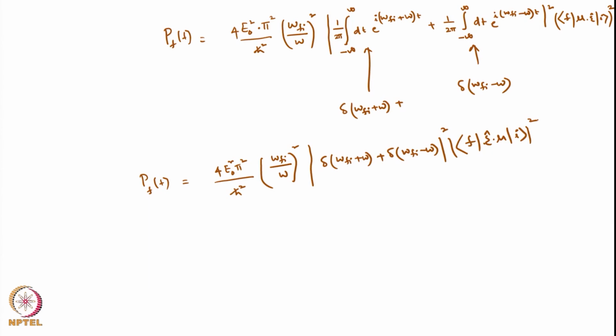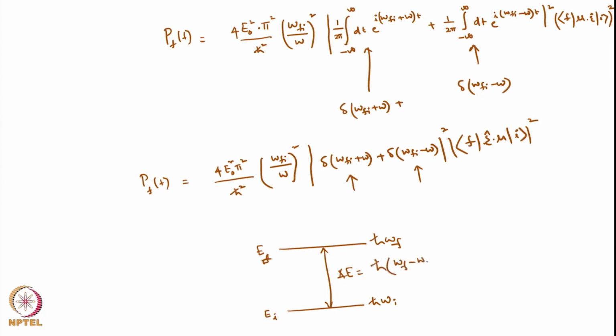Now this involves two factors that are the Kronecker deltas, delta(omega Fi plus omega) and delta(omega Fi minus omega). Now let us consider a very simple scenario. This is your Ei, that will be nothing but h bar omega I, and this is Ef, this is nothing but h bar omega F, and this energy difference is delta E. This is equal to h bar into omega F minus omega I.